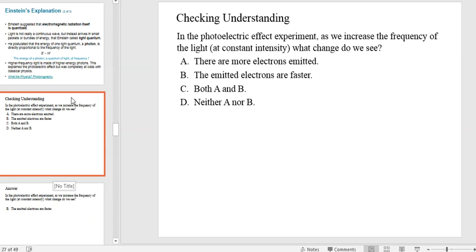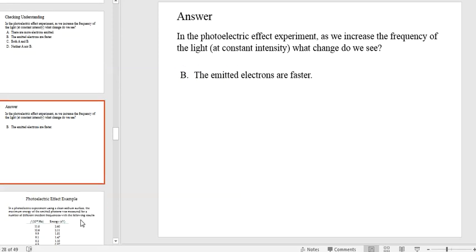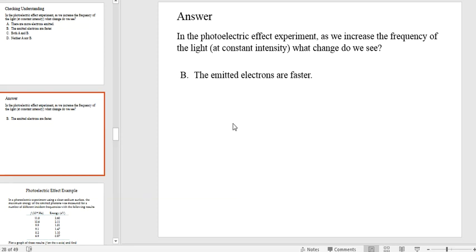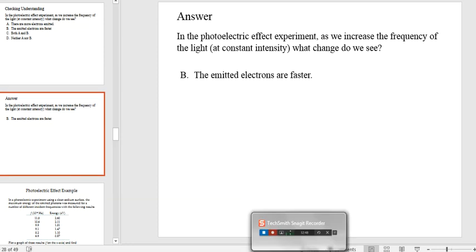Let's take a look at our understanding once more. In the photoelectric effect experiment, we increased the frequency of the light. What change did we see? Hopefully you remember that when you change the frequency of light but keep the intensity constant, the emitted electrons were faster. I would like to encourage all of you to try that experiment yourself using the simulation.